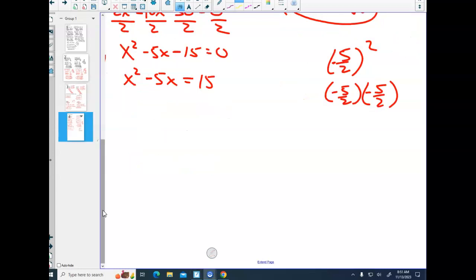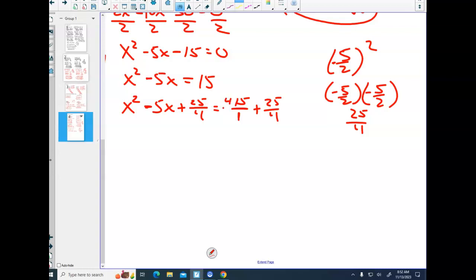So we're going to take half of this middle term, which is negative 5 halves, and square it. Negative 5 halves squared is 25 over 4. So we add 25 over 4 on one side, and I'm going to make this 15 over 1 plus 25 over 4. Okay? And now we're going to multiply 4 over 4 to 15 over 1, and that leaves me with a common denominator of 60 over 4, which equals 15. It doesn't change the value.